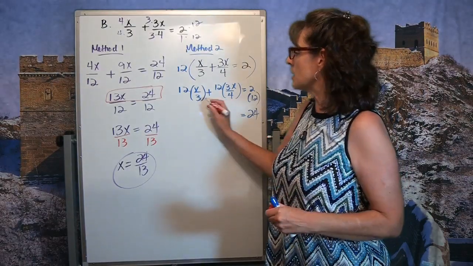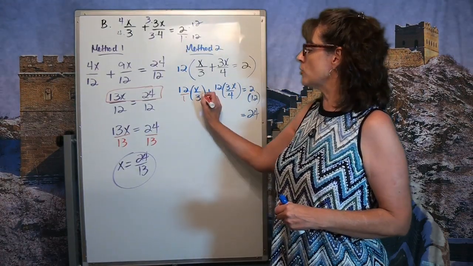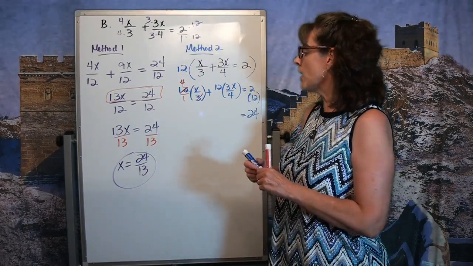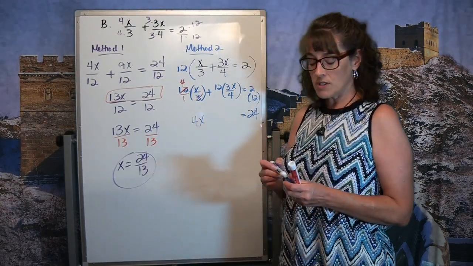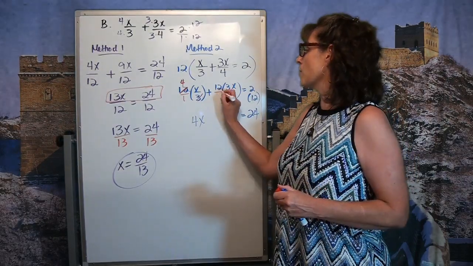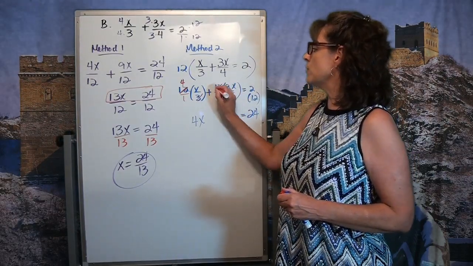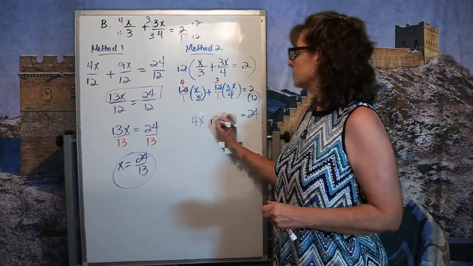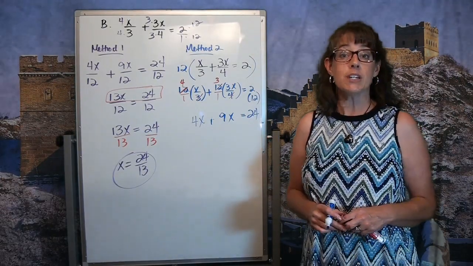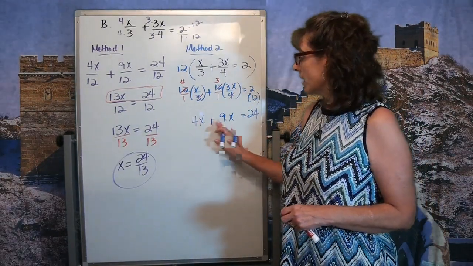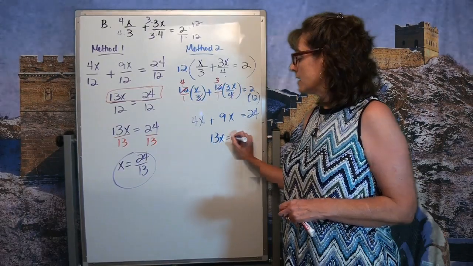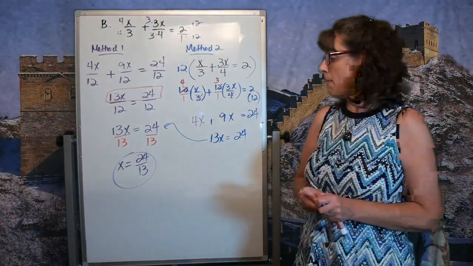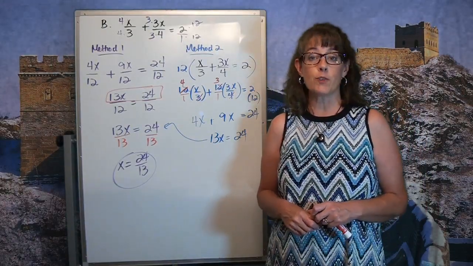So what I'm going to do then is put the 12 over 1. 3 goes into 3 once, 3 goes into 12 4 times, leaving me with a 4x. And then on the second fraction, again, put that 12 over 1, 4 goes into 4 once, 4 goes into 12 3 times, leaving me with a 9x. And I have a pretty easy equation to solve. I know that 4x and 9x gives me a 13x, taking me right back to where I was. And I'm going to divide by 13 and get once again 24 over 13.